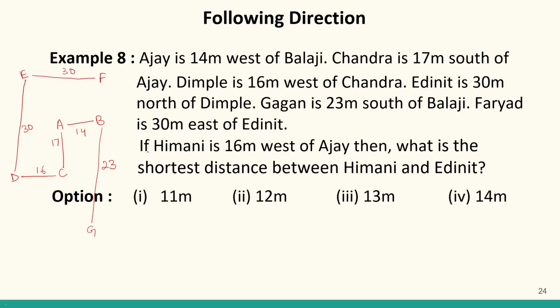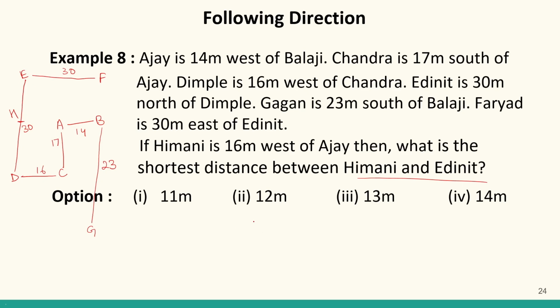This is the diagram. If Himani is 16 meter west of Ajay, so Himani will be 16 meter west. Himani will fall in this line. This is the same distance. Himani will be somewhere over here. Then what is the shortest distance between Himani and Edenet? So this we have to find out.